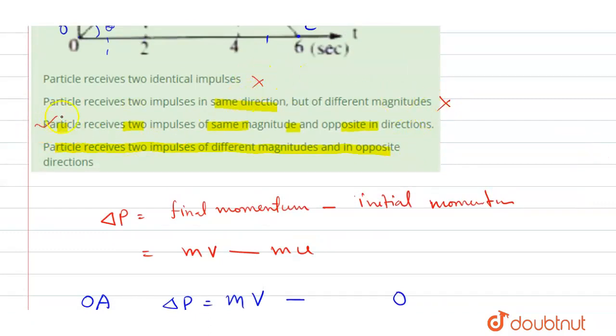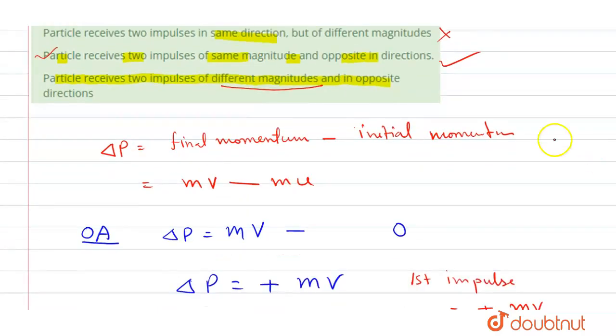Third option is correct. The particle receives two impulses of same magnitude, opposite in direction. Fourth is particle receives two impulses of different magnitude and in opposite direction. So magnitude is same, mass into velocity. So magnitude same but in opposite direction. This option is also not correct.